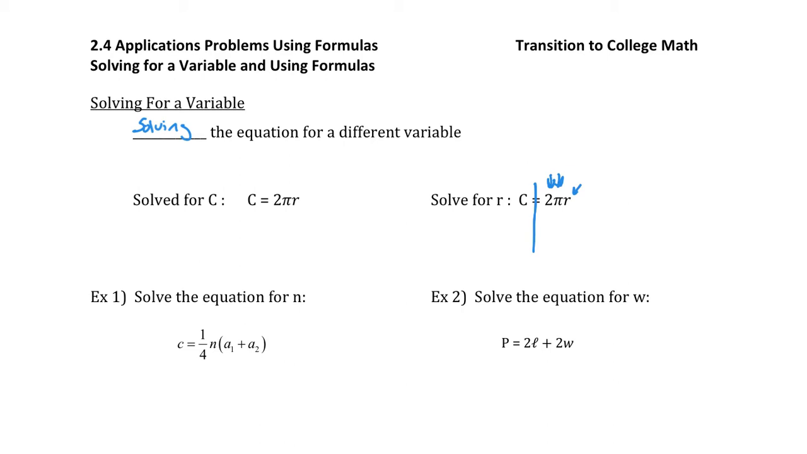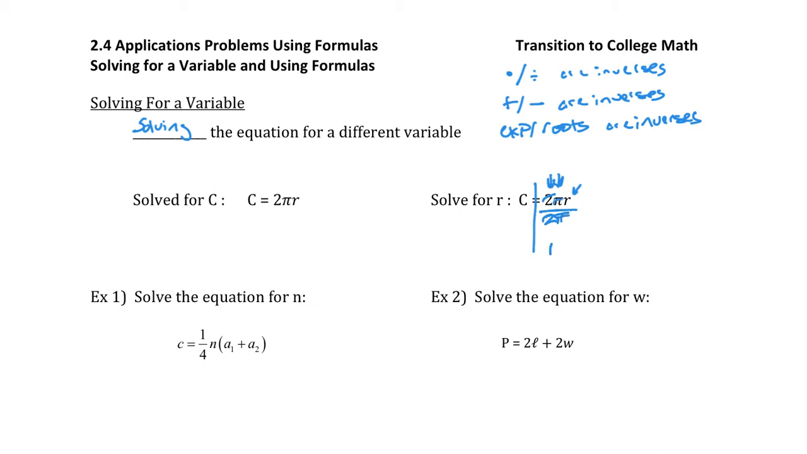Now, keep in mind, multiplication and division are inverses. Addition and subtraction are inverses. Exponents and roots are inverses. So if I want to get rid of the 2 and the pi right here, and they are attached with multiplication, the inverse of multiplication is division. So to get rid of them, I'm going to use division. So we're going to divide by 2 pi. Now that will cancel out the 2 and the pi, leaving us just with the r.